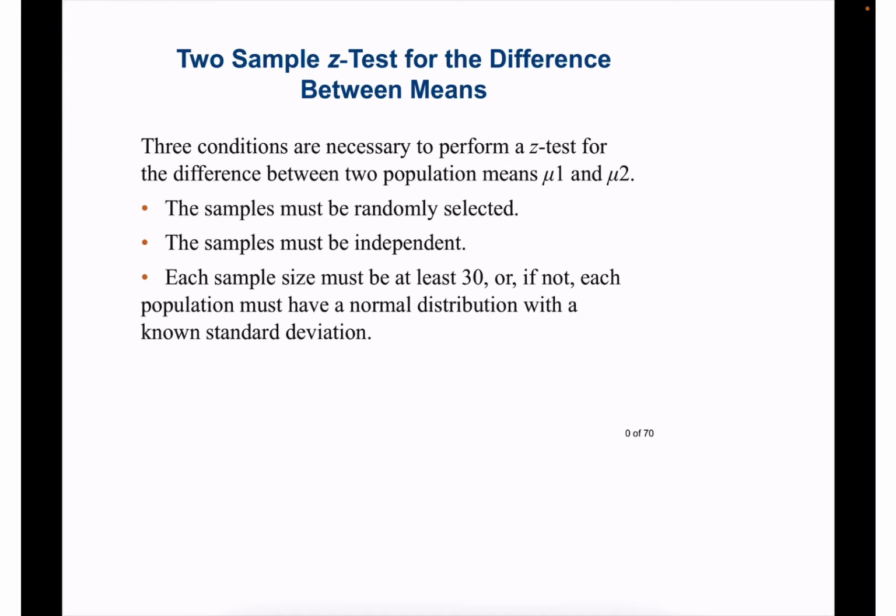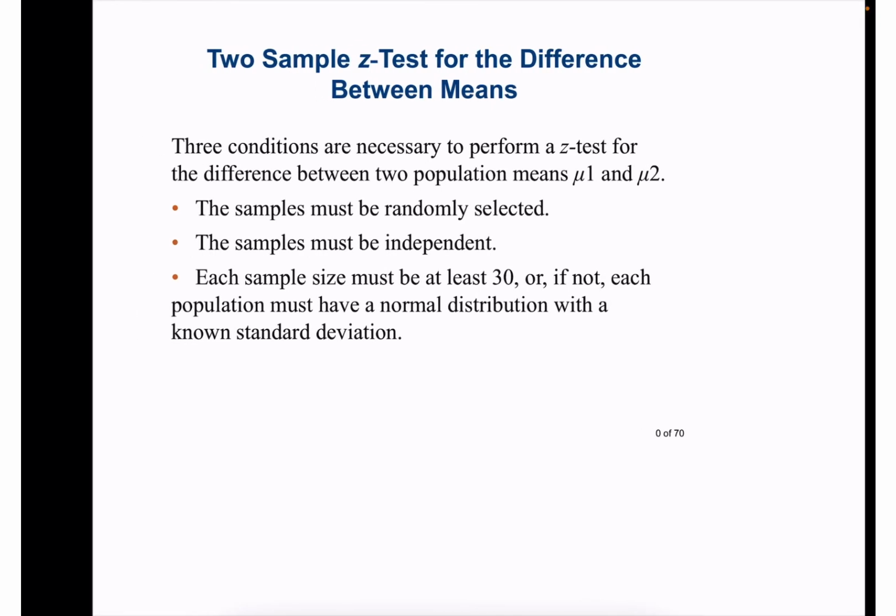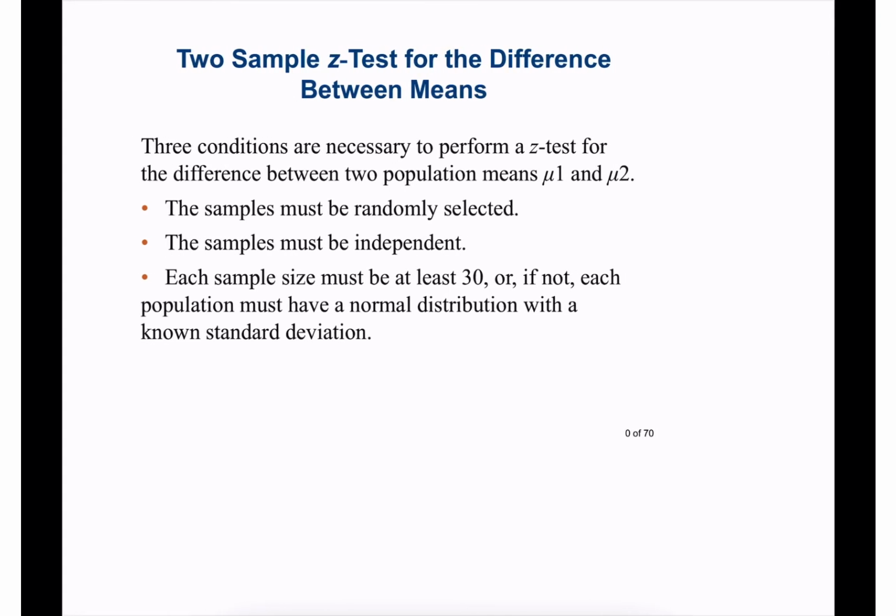Samples must be independent because we are testing independent samples. But when we start testing dependent samples, then our requirement will be dependency also. Each sample size must be at least 30. Remember when I said 30 and above, we consider it a large sample. Or if not, each population must have a normal distribution with known standard deviation.